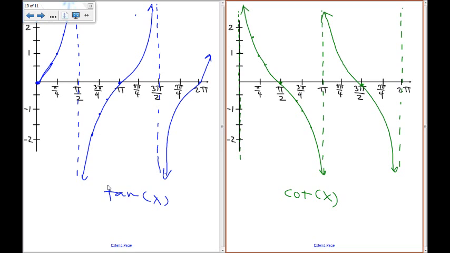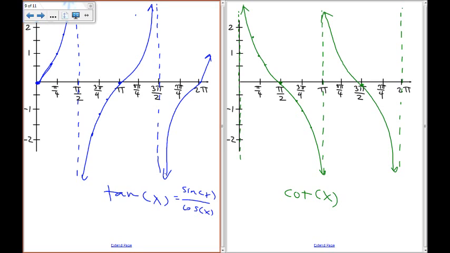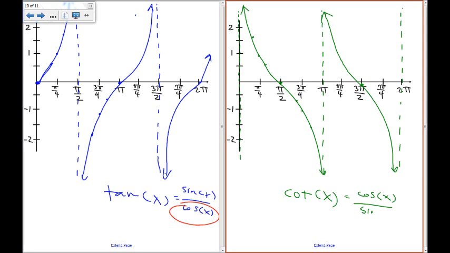The tangent of x's asymptotes happen... Tangent is sine of x over cosine of x. So it happens where the cosine of x is at 0. And the cotangent of x is the cosine of x over the sine of x. And we'll have asymptotes where the sine of x is equal to 0. Okay? Or you can simply memorize exactly where the asymptotes are and the direction it goes, and from there get a general idea of what these two graphs look like.